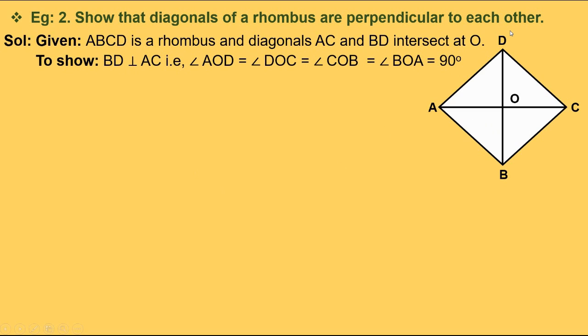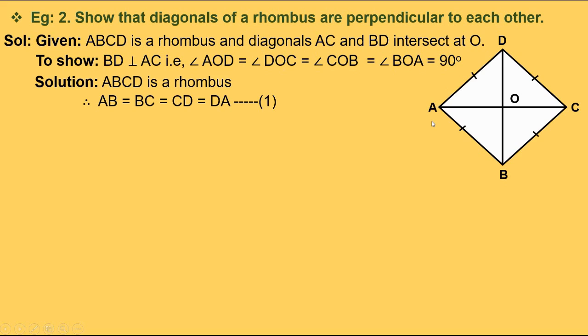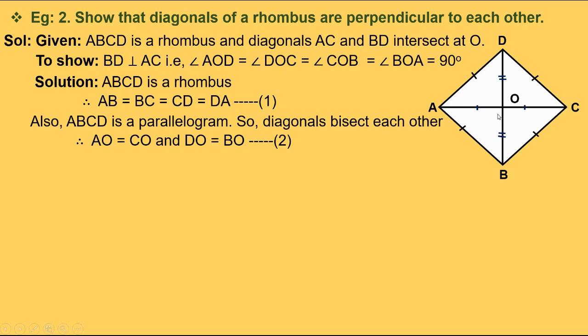Solution, ABCD is a rhombus. Therefore, AB is equal to BC, which is equal to CD, which is equal to DA. Let's take it as equation 1, since all the sides are equal in a rhombus. Also, ABCD is a parallelogram. So diagonals bisect each other. Therefore, AO is equal to CO and DO is equal to BO. Let's take it as equation 2.